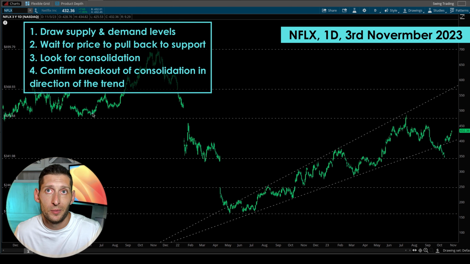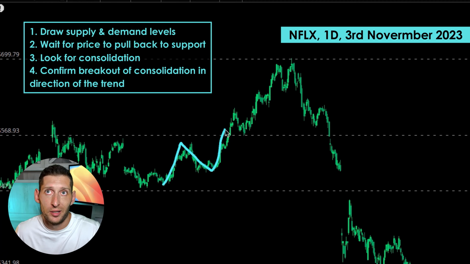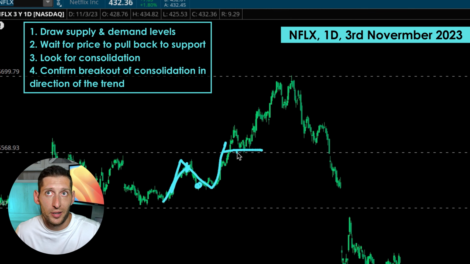So we can see right here, we have the direction of the trend is going up because we have a higher high, a higher low, and another higher high once it breaks out. Then we have this pullback right here to support. It then consolidates in this little area right here. And then once it breaks out through there, that then reconfirms that it's back in the uptrend.